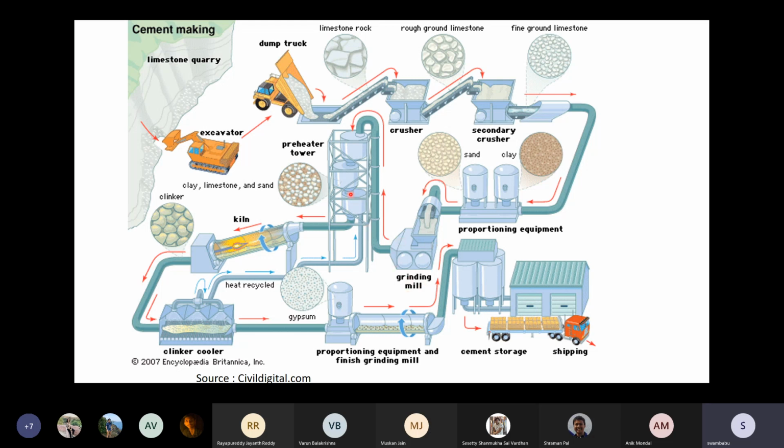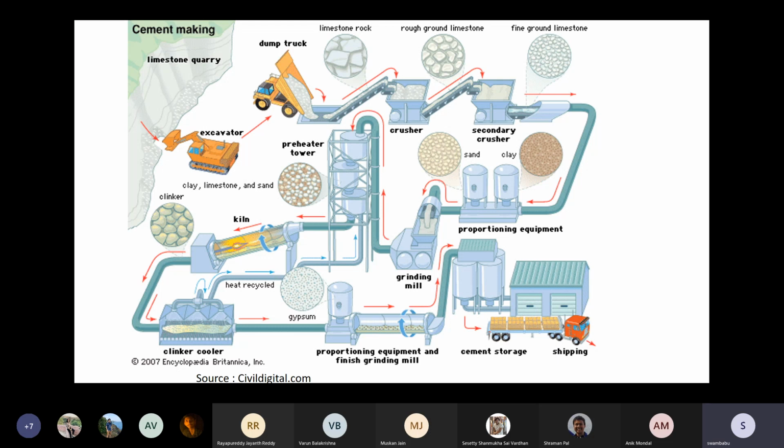Preheating all the three. You can see the white or bright color will be limestone, and sand is brown color. So all the mix is preheated to a certain temperature. Then it will be introduced to the kiln.